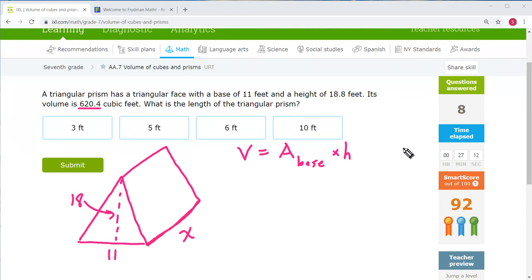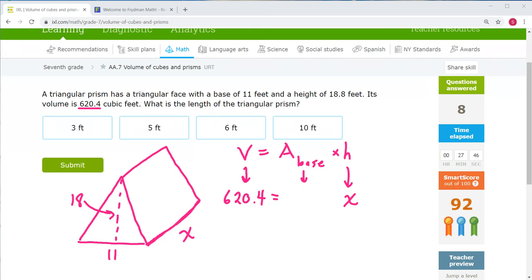So let's plug in what we know. We know that the volume is 620.4. We know that the height, well, we don't know the height, but we're calling it x. And the area of the base, so that means the area of the triangular face over here. Well, to find the area of a triangle, it's the length times the height divided by 2. So let's write that in.